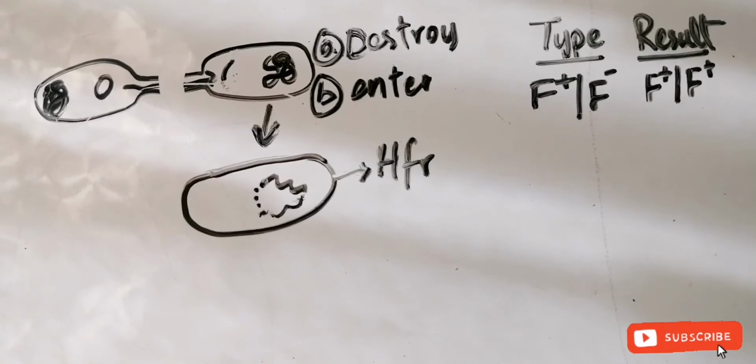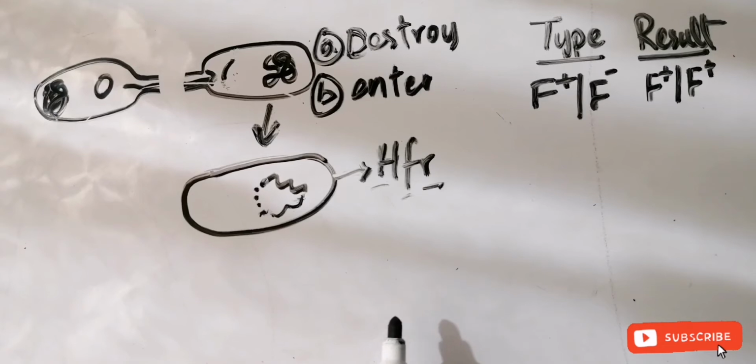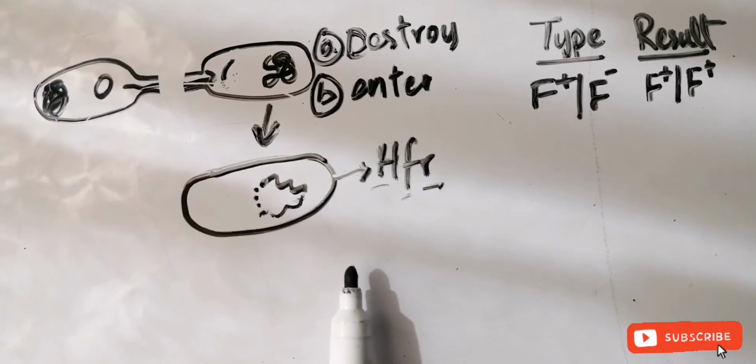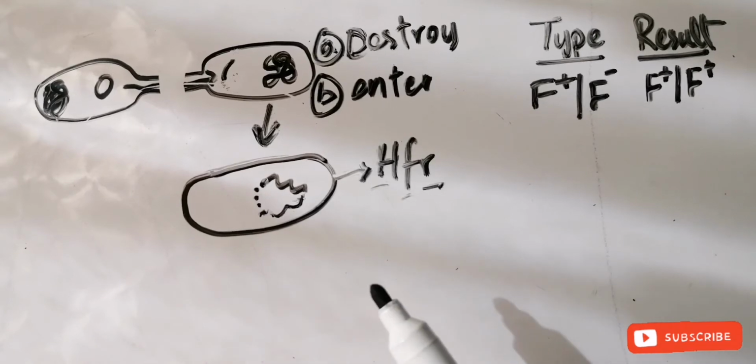What is HFR? HFR means high frequency recombination. It has a higher tendency to transfer genetic material to fellow bacteria. What is the property of HFR bacteria? HFR bacteria are usually those bacteria that are capable of transferring genetic material at greater frequency.